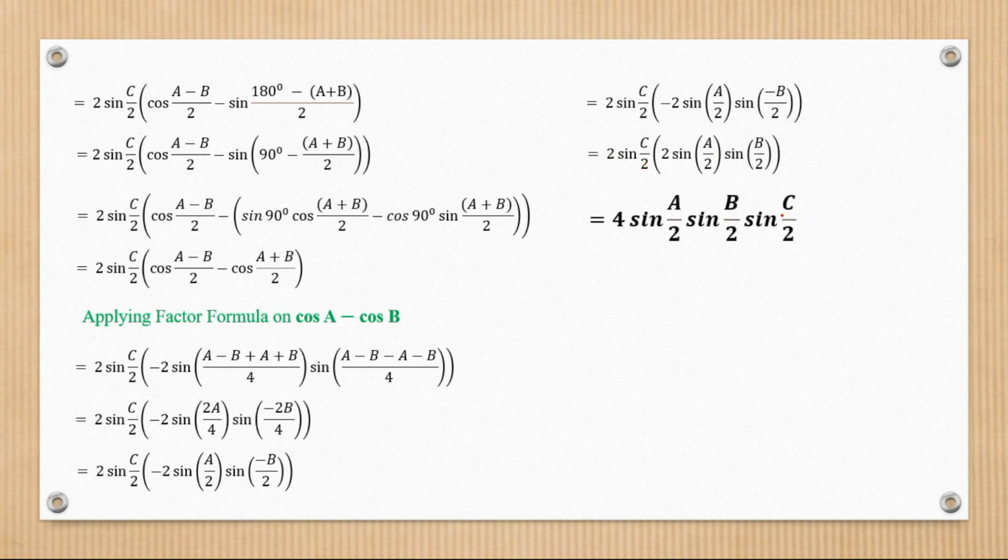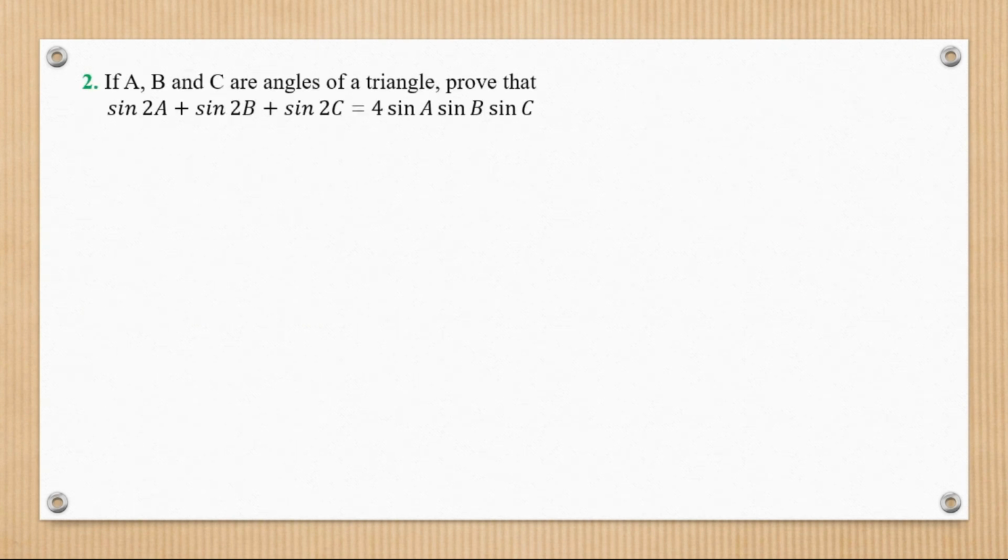And hence we've been able to prove our equation. All right, let's move on to the second example. So the second example is slightly different. The second example has more double angles on the left-hand side, but it's still going to be easy. All right, let's solve this.